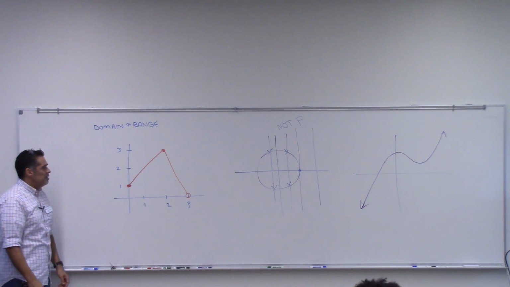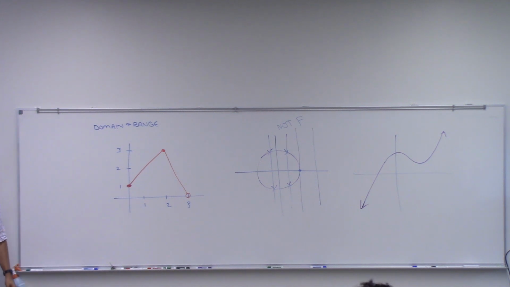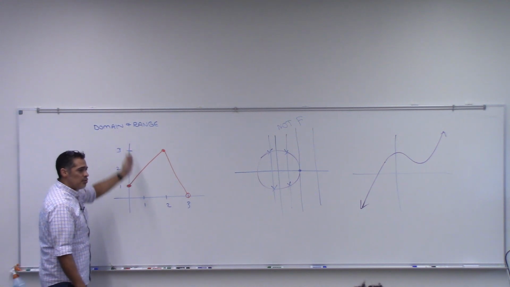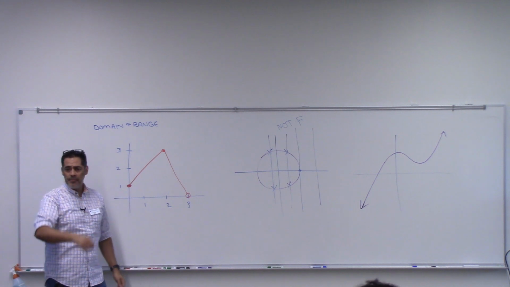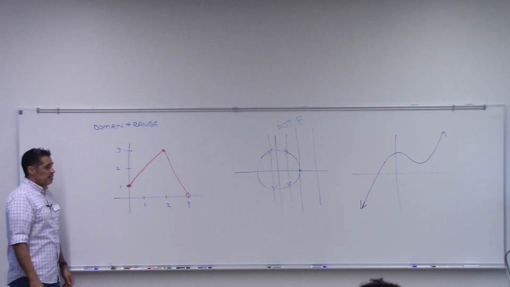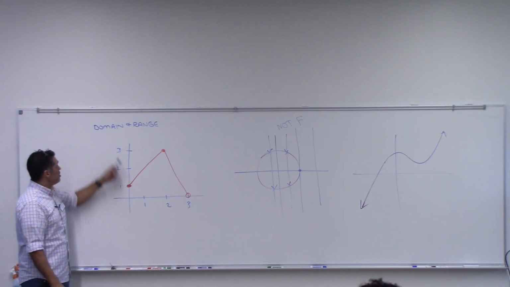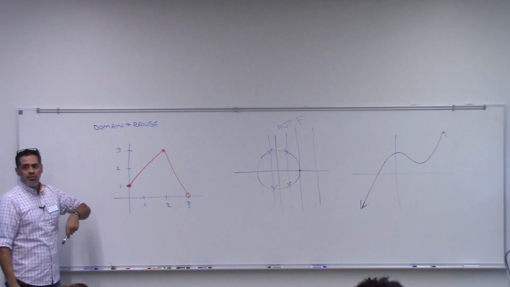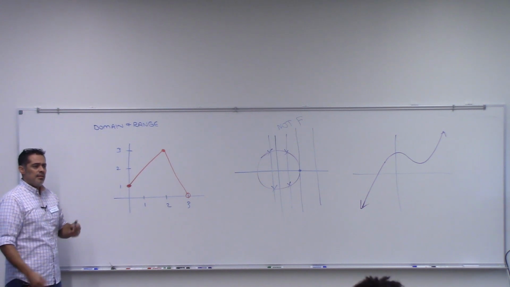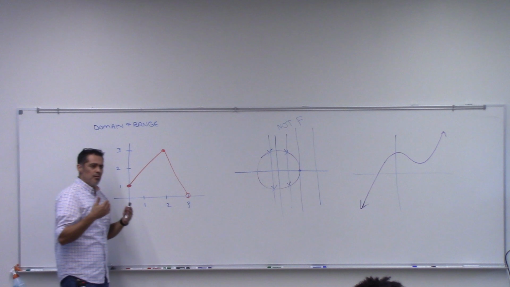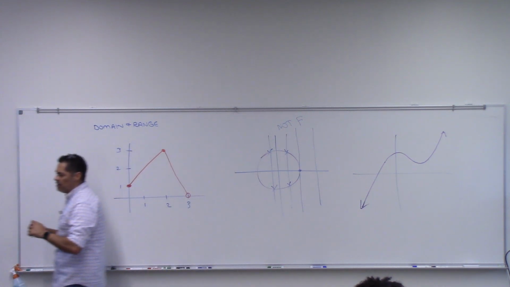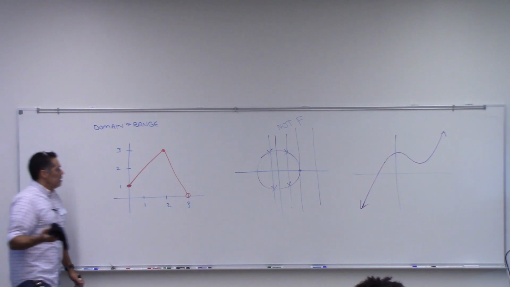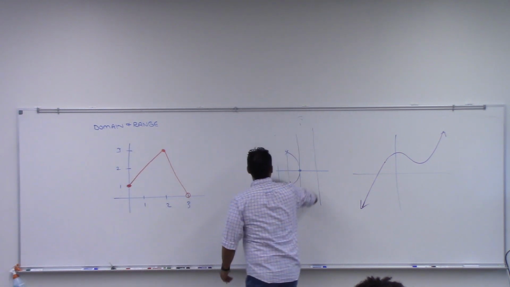My first question to you, is this a function? Yes, it's a function because any vertical line I draw hits it no more than once. So it is a function, right? Okay, now I'm going to ask you, what's the domain? The domain is, again, like we started class with, what are the values of x that you are allowed to plug into this function?